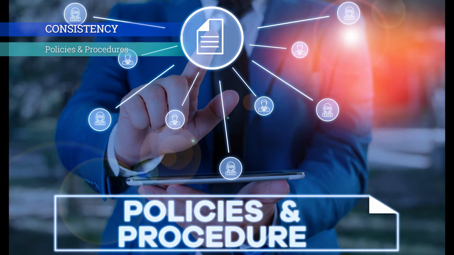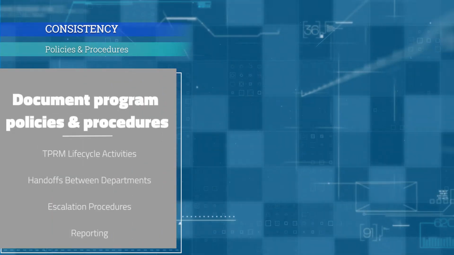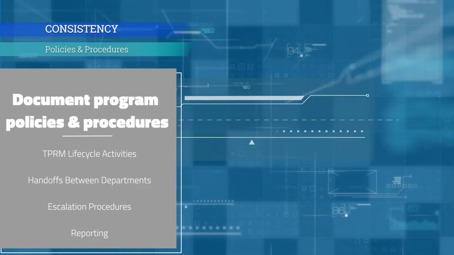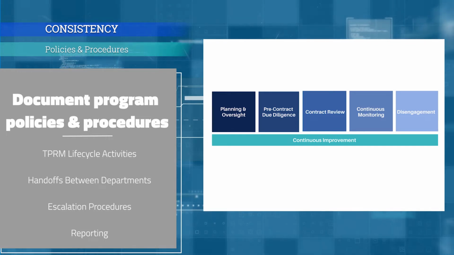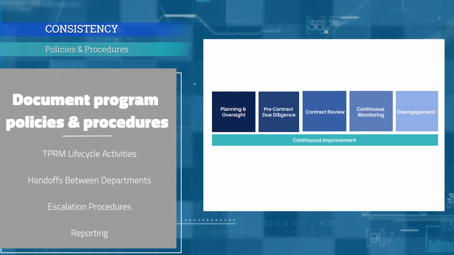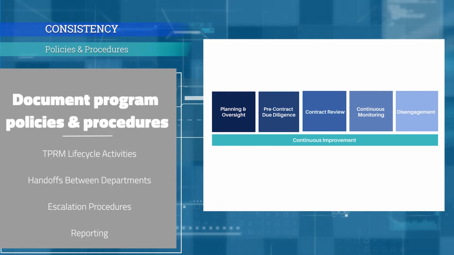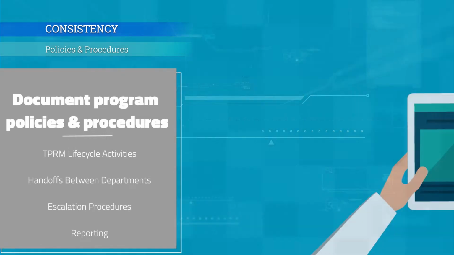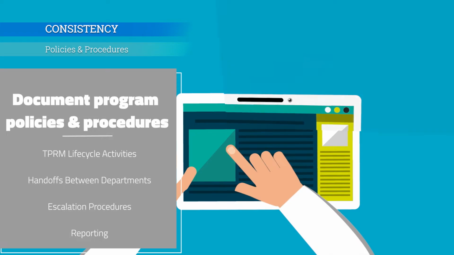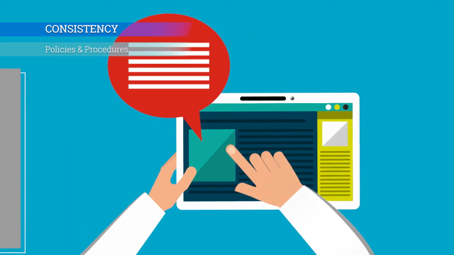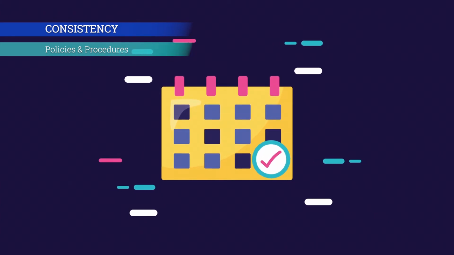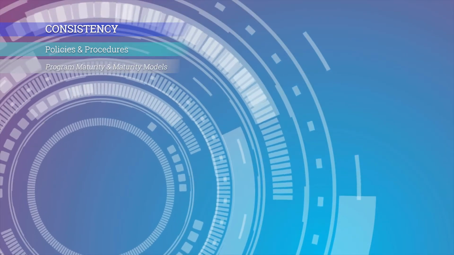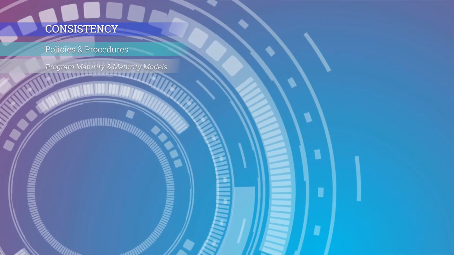Policies and procedures. Document program policies and procedures to include TPRM life cycle activities, planning and oversight, pre-contract due diligence, contracting, continuous monitoring, post-contract due diligence, disengagement, and continuous improvement, handoffs between departments, escalation procedures, and reporting. On at least an annual basis, you may also want to validate the maturity of your program by reviewing it against a maturity model. There are several free maturity models available online.